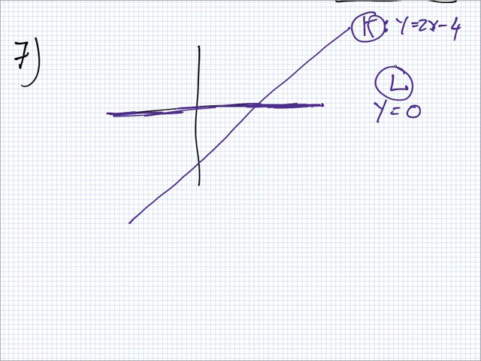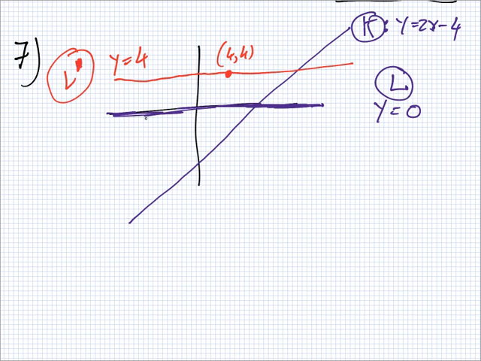What is the equation of L dash, which passes through (4, 4) and is parallel to L? Okay, so I'll put (4, 4) here. It's parallel to L, so that means it looks like this. And it's (4, 4) here. So y equals 4. And that's L dash.